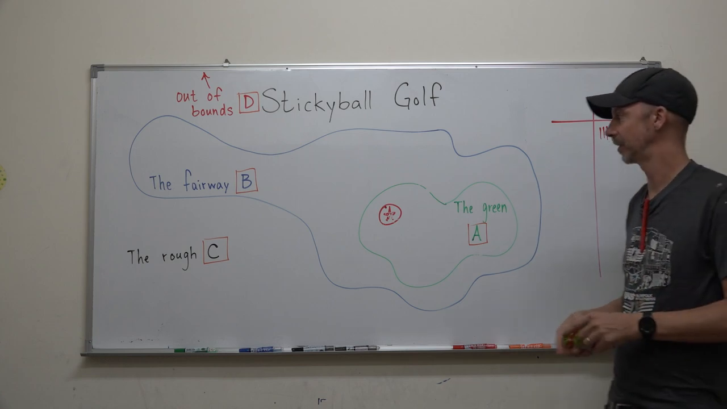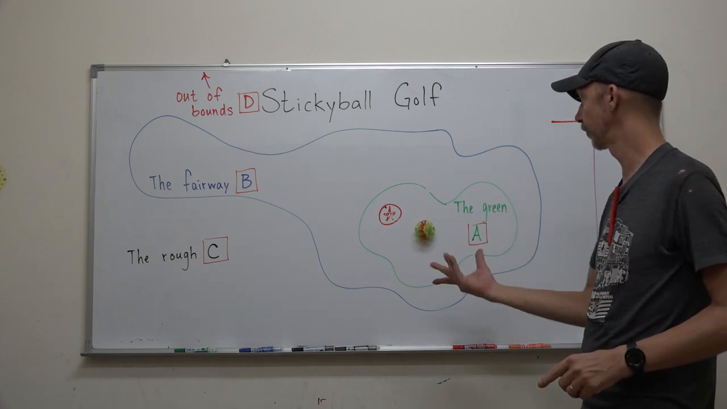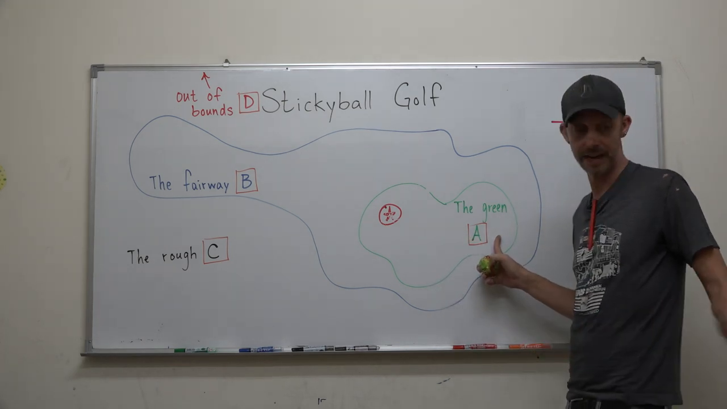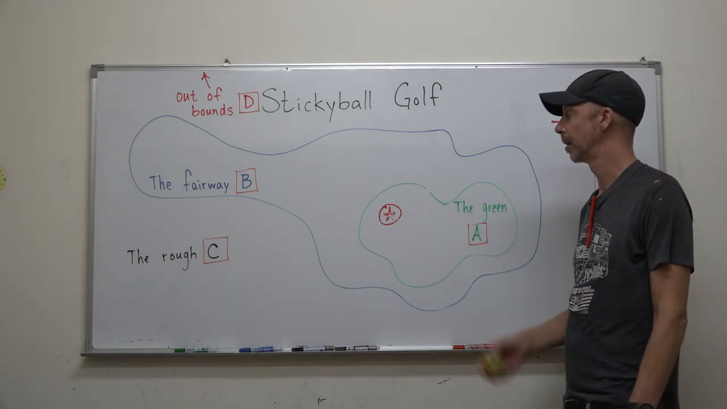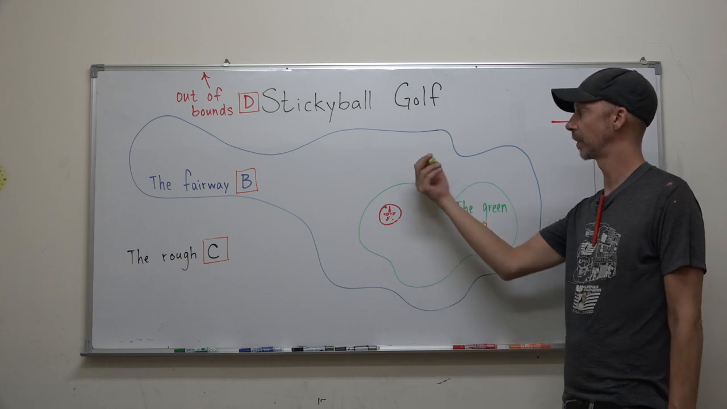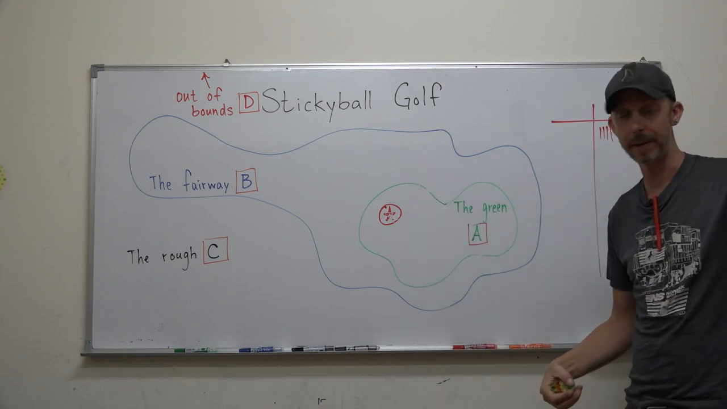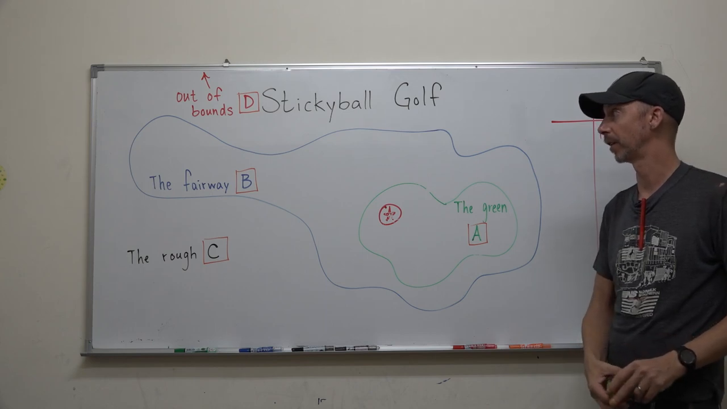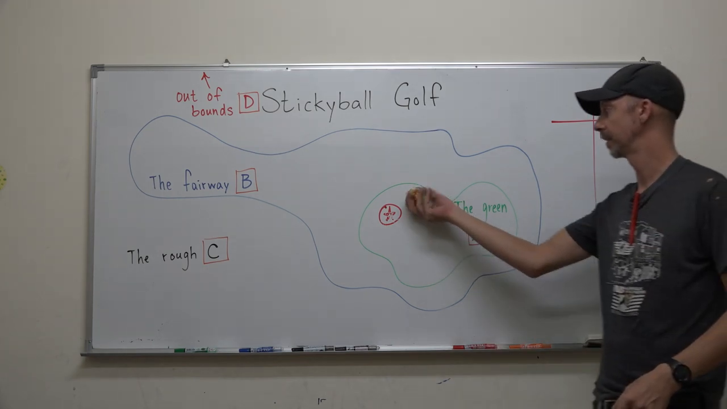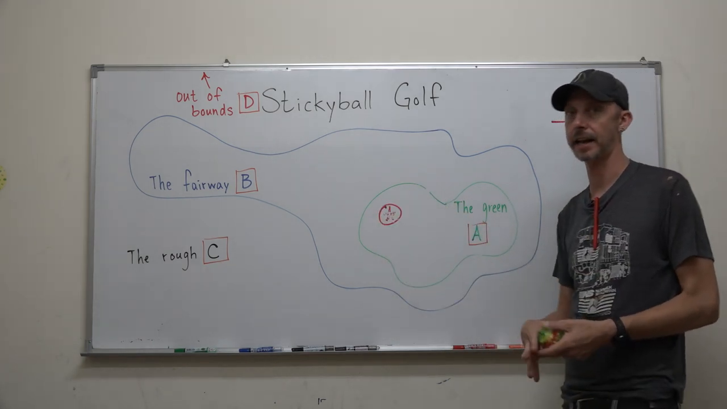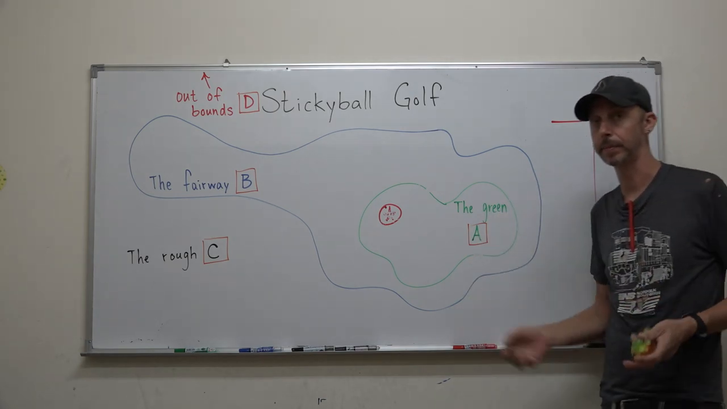But okay, so just a few more examples. If someone throws it first to the green, they stand at line A. But if they were to miss and then go to B, then they need to go back a step, back into that line and throw from B. And then try to hit the thing. Okay, finally I got it, and whatever my score was. That's how you play stickyball golf.